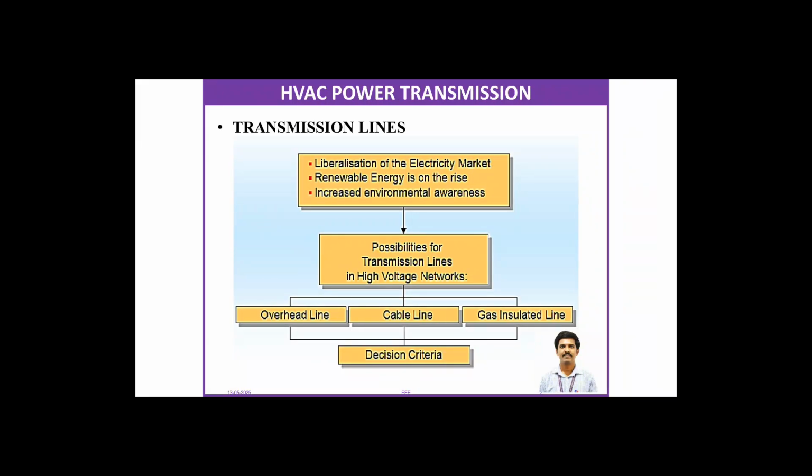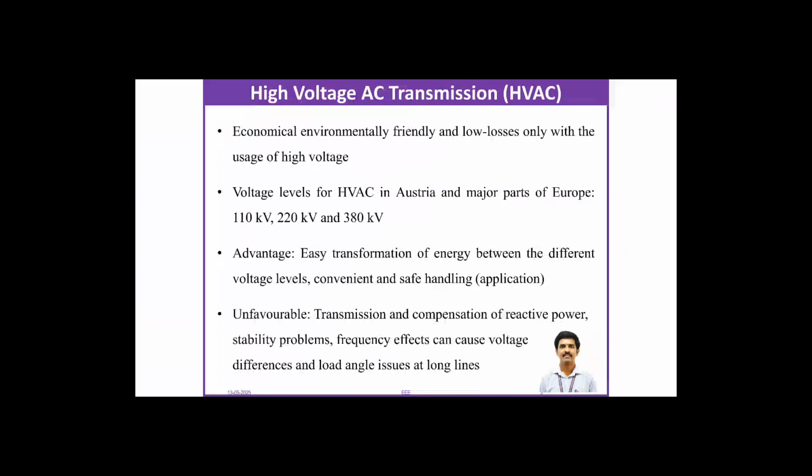HVAC power transmission has been brought into the picture due to the liberalization of the electricity market, the rise of renewable energy, and increased environmental awareness, due to which the possibilities for transmission lines in the high voltage network have been derived through overhead line, cable line and gas insulated line. Based on the requirement of choosing a proper transmission line in the high voltage network, a suitable decision should be made. High voltage AC transmission is considered to be the most economical, environmentally friendly and low in losses.